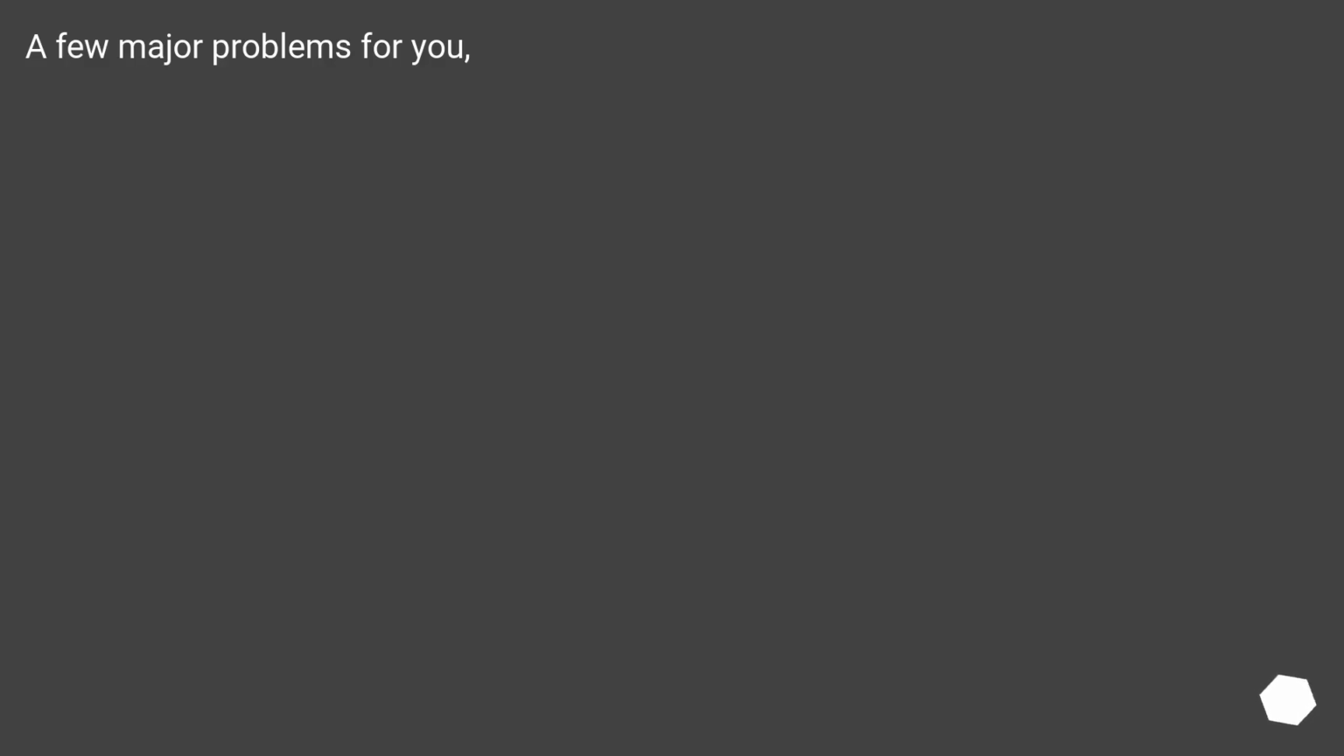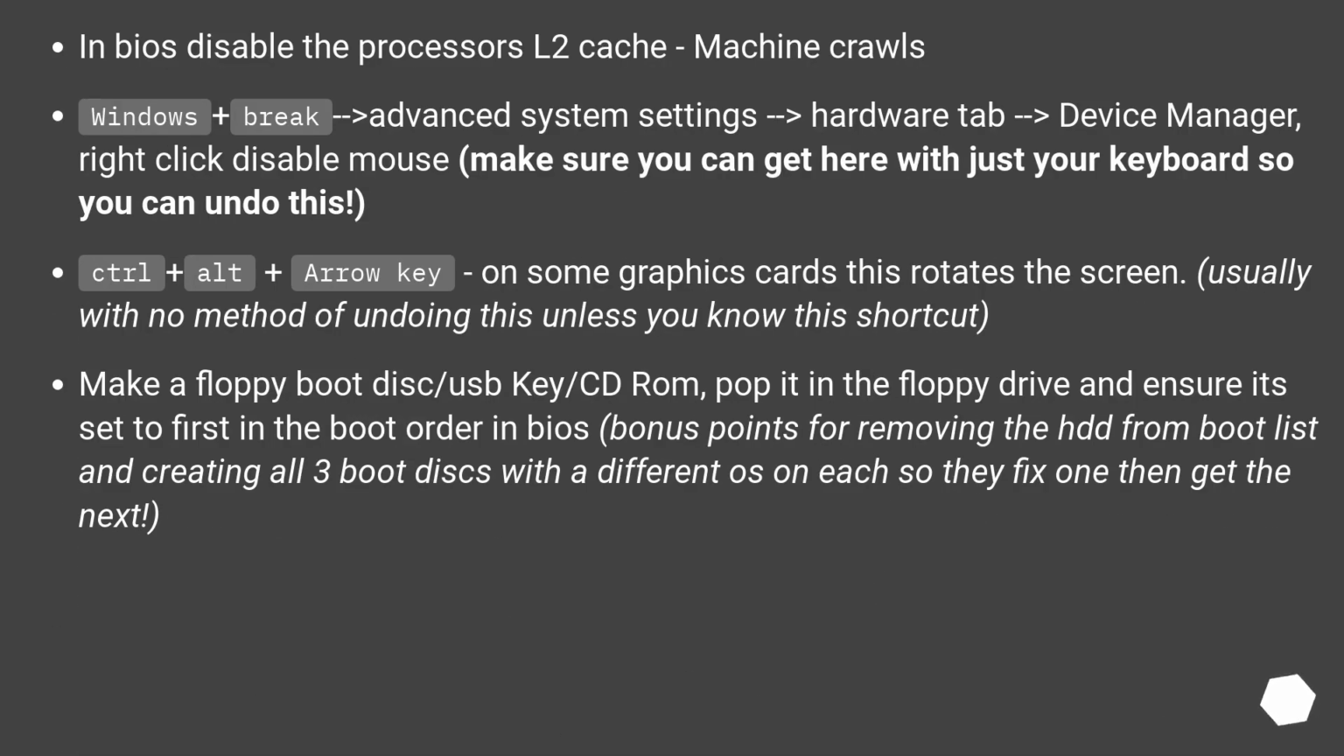A few major problems for you. In BIOS, disable the processor's L2 cache, machine crawls. Windows plus Break, advanced system settings, hardware tab, device manager, right-click and disable the mouse. Make sure you can get here with just your keyboard so you can undo this. Control plus Alt plus arrow key: on some graphics cards this rotates the screen, usually with no method of undoing this unless you know this shortcut.